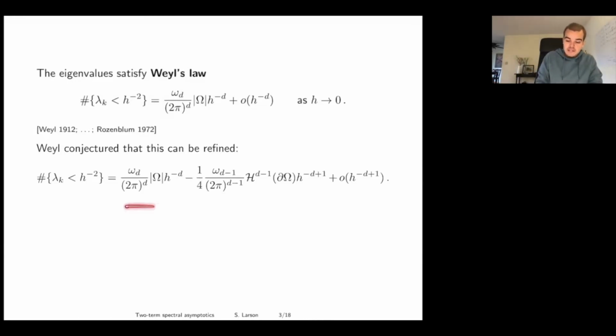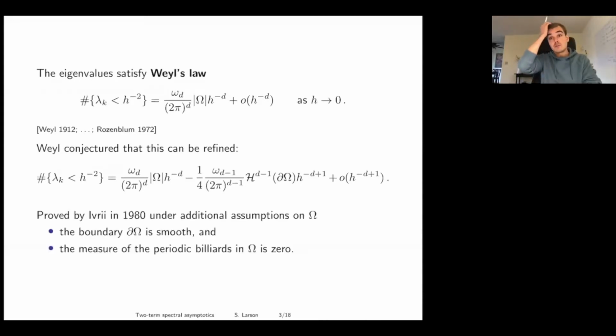Already Weyl himself conjectured that this can actually be refined. Namely, you don't only have the leading order term of order h to the minus d, but you have a second order term, one order higher in h, and this time proportional to the measure of the boundary. Clearly this can't be true under the same low regularity assumptions as Rosenblum's result. If omega is just a domain of finite measure, then the measure of the boundary is very likely to be infinite, and this two-term asymptotic expansion just doesn't make sense.